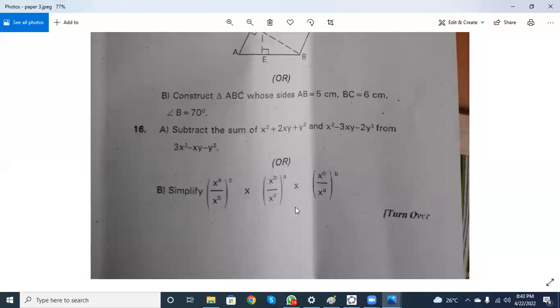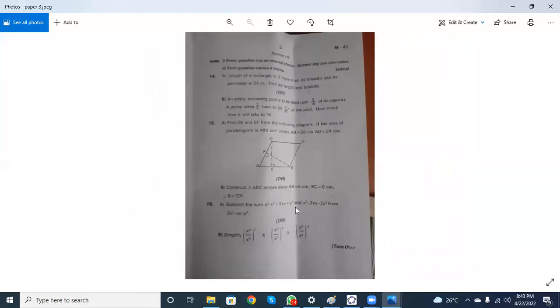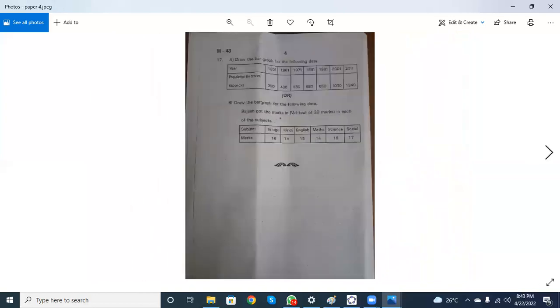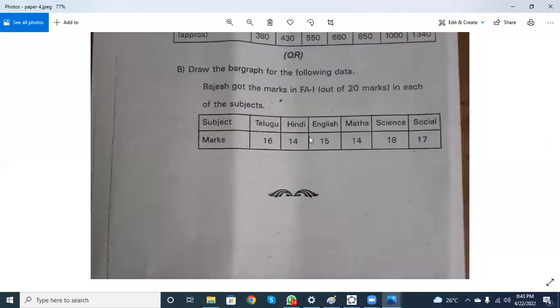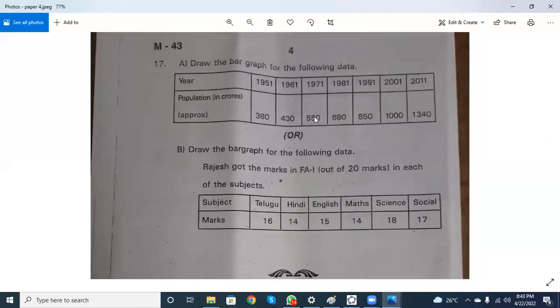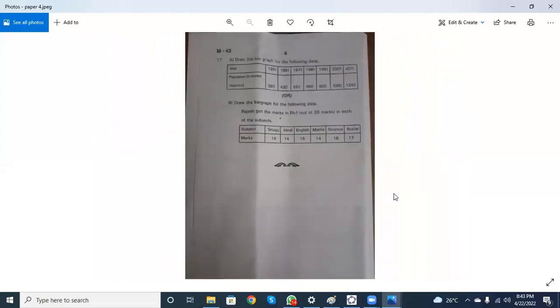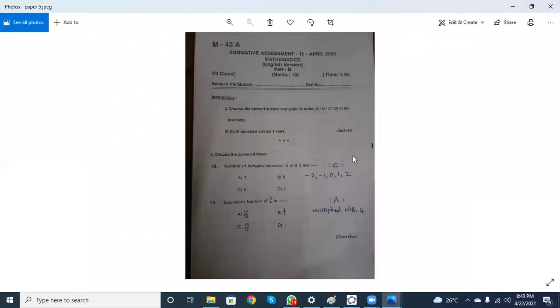Very easy question. And these are the 2 bar graphs which have internal choice. Any one you can attend. Draw the bar graph for the following data. So this is the 70 marks paper. Let's see the big paper which is for 10 marks.